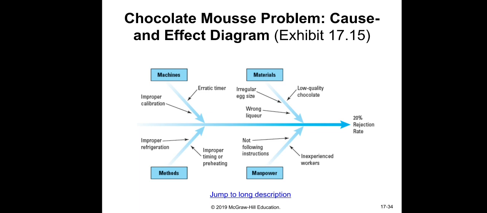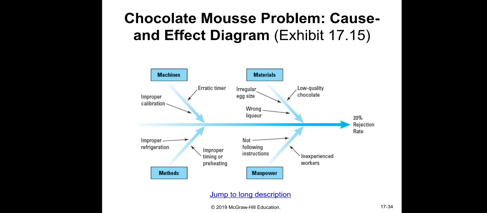So when you prepare this diagram, you can see clearly what are the things that can be corrected. See here in this sample Fishbone diagram, the business or the manager can see, okay, for machine they have to make sure that the calibration is good, the timing is good. For material, they have to make sure regular excise, correct liquor, high quality chocolate.